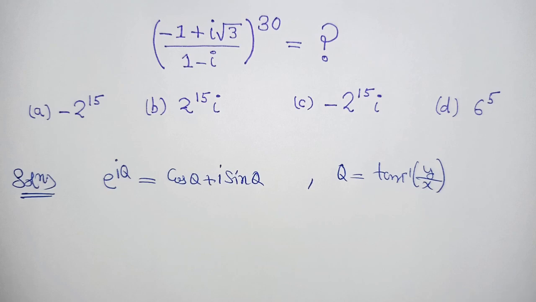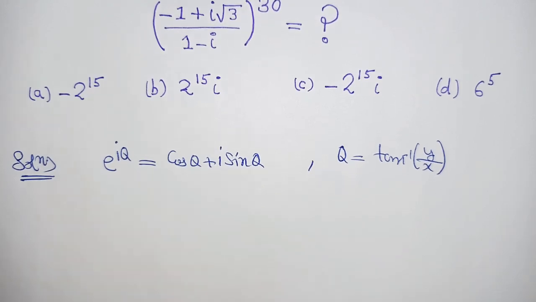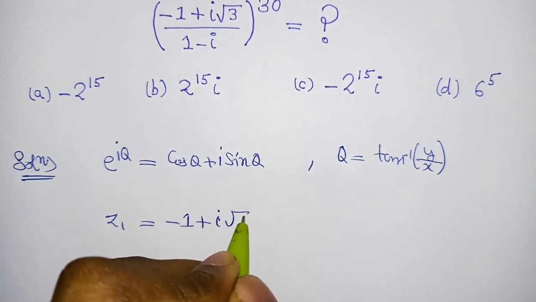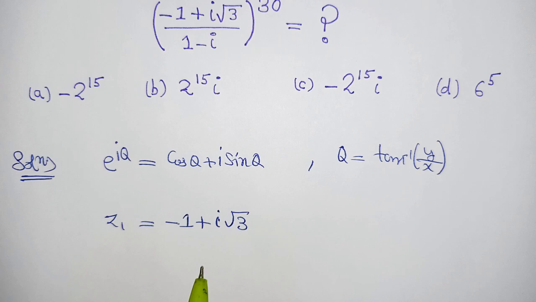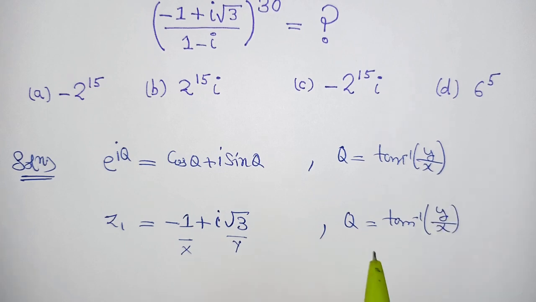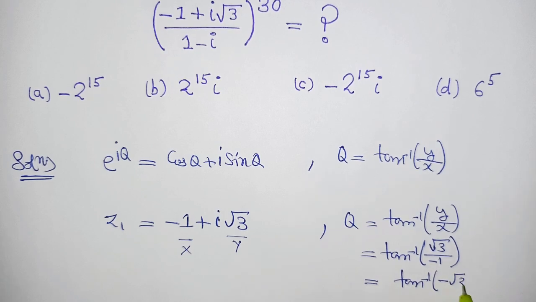So we have two complex numbers in this expression. First complex number, let z1 be equal to minus 1 plus iota square root of 3. To get the angle of this complex number, this is the component of x and this is the component of y. That means angle theta will be equal to tan inverse of y by x, which is equal to tan inverse of square root 3 divided by minus 1, and this is equal to tan inverse of minus square root 3.